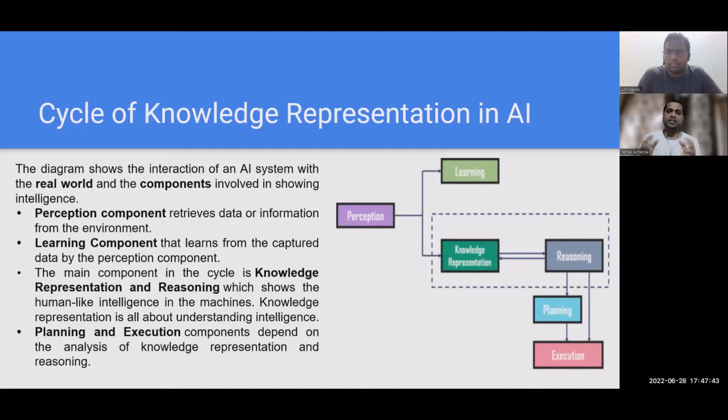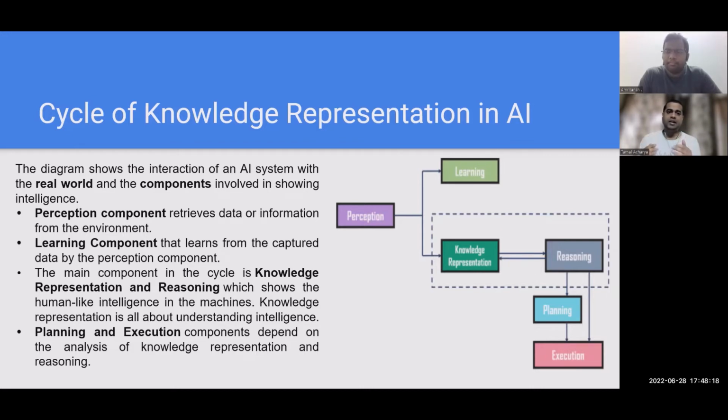After learning, the main thing comes, which is the knowledge representation. This is the base, which shows human-like intelligence in machines. Knowledge representation is all about understanding intelligence. Instead of trying to understand or build brains from the bottom up, the goal here is to build intelligent behavior from the top down, focusing on what the agent needs to know in order to behave intelligently.